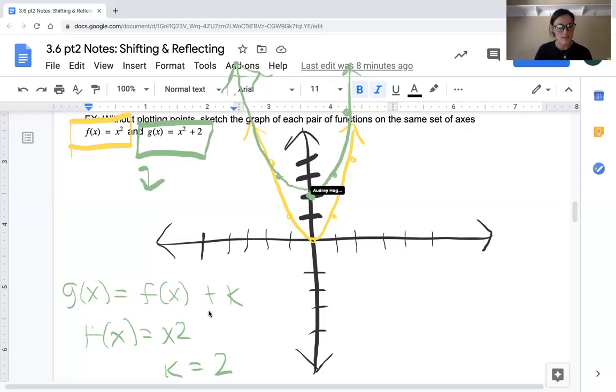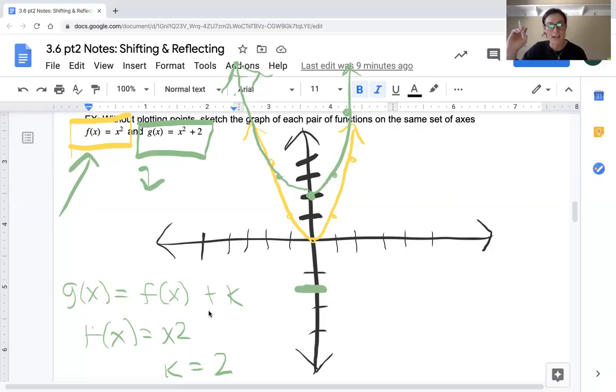So basically what I'm getting at is that our g of x is the exact same as our f of x, which is one of the basic functions that we know how to graph right away, just moved up 2. So exact same graph, exact same picture, just up 2. And if it was minus 2, it would be the exact same picture, but down here, 2 units downward.